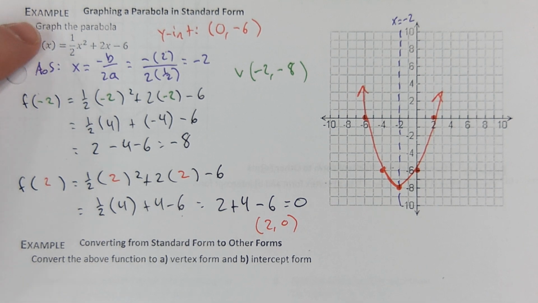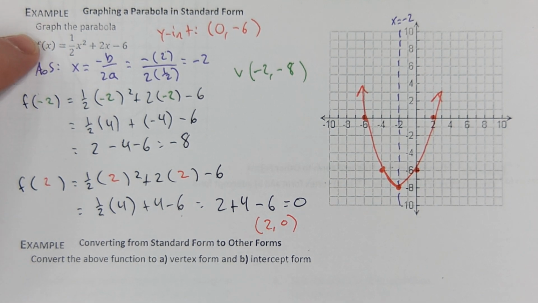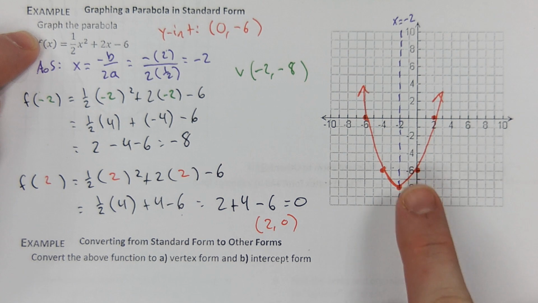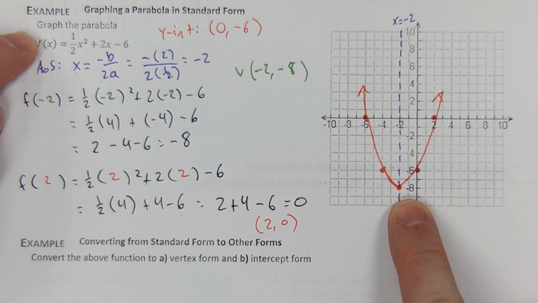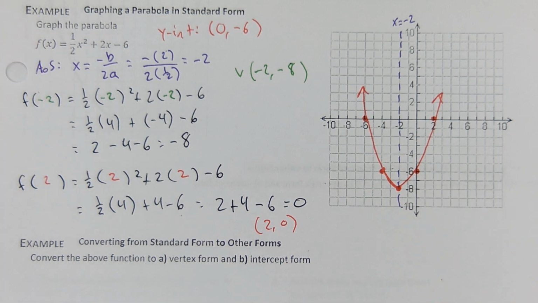The next question says, take this equation that's in standard form, use its graph, put this in vertex form, and also intercept form, which means I wanted to know where the x-intercepts were.